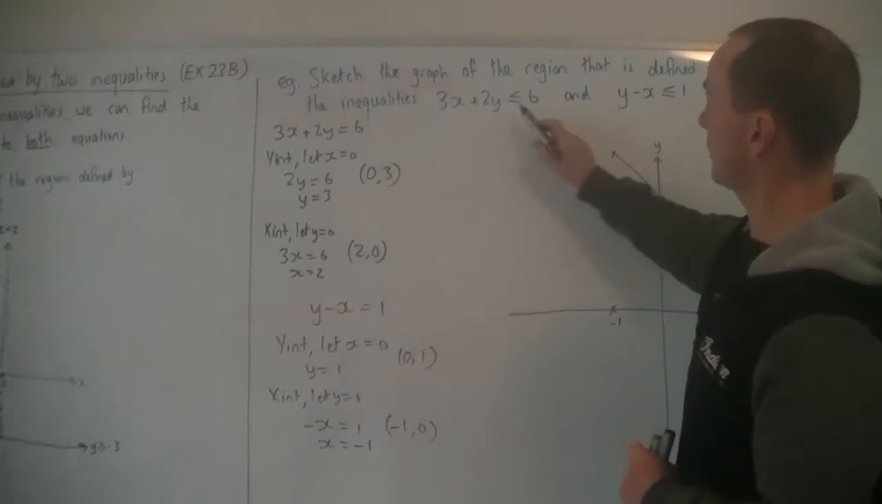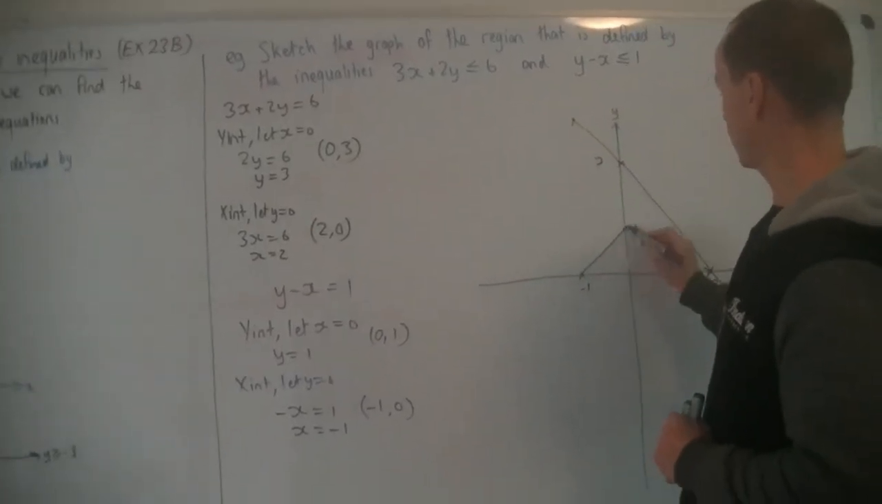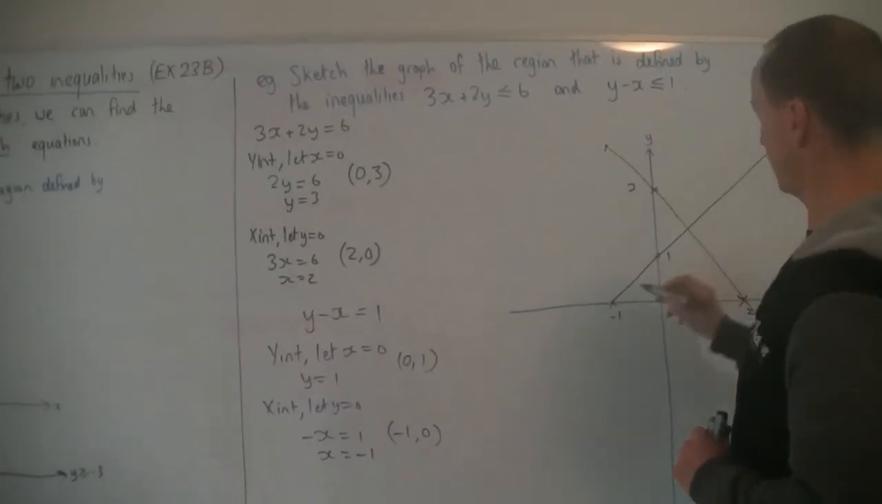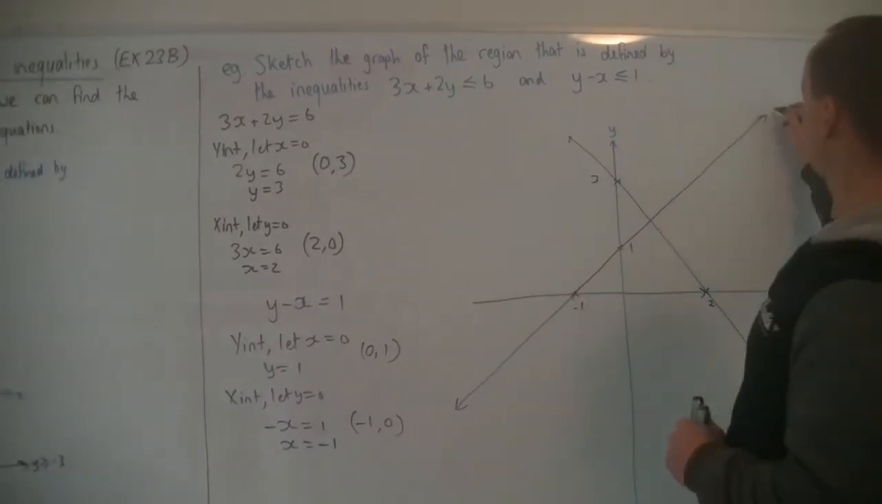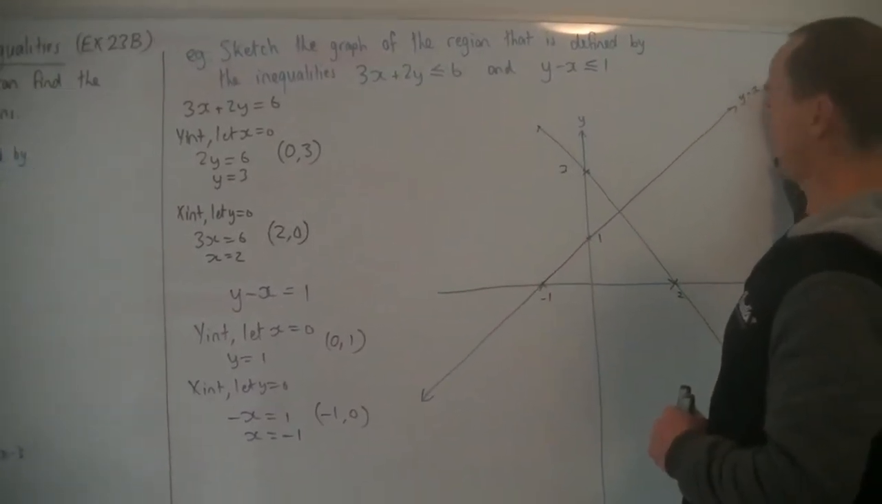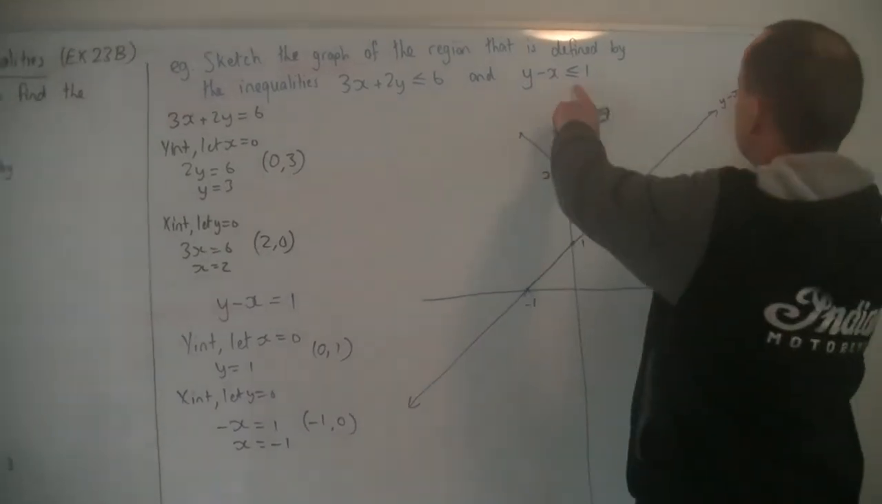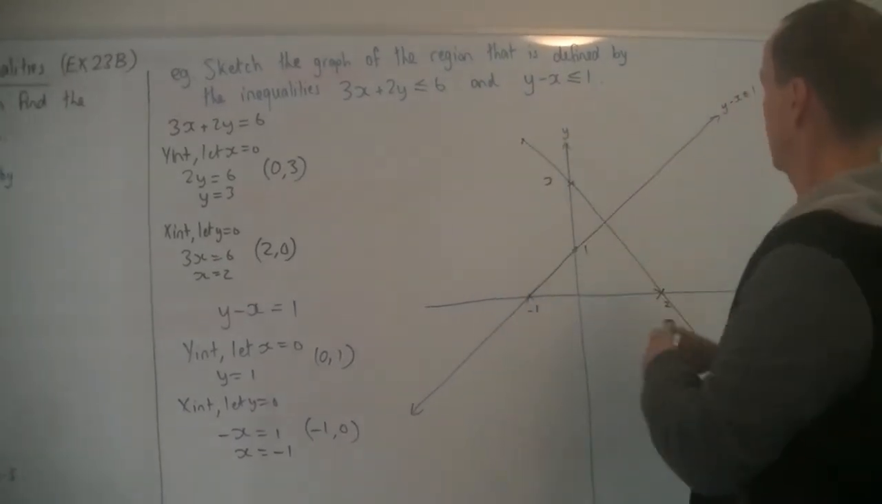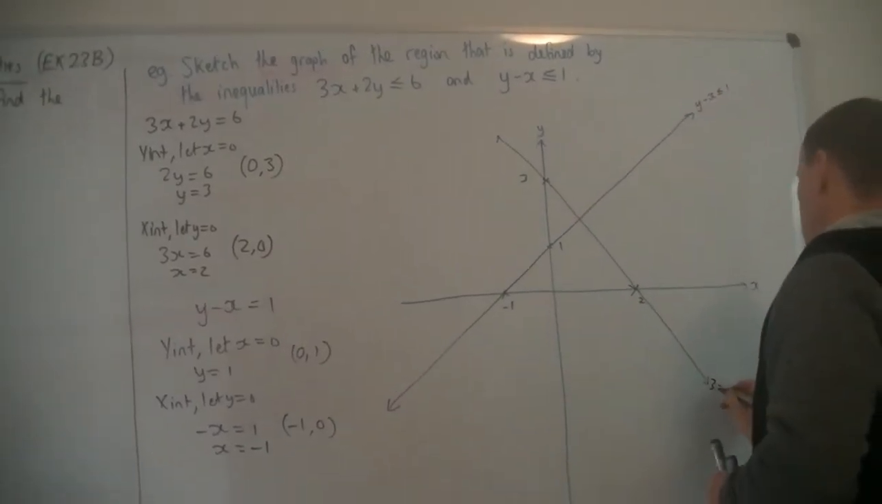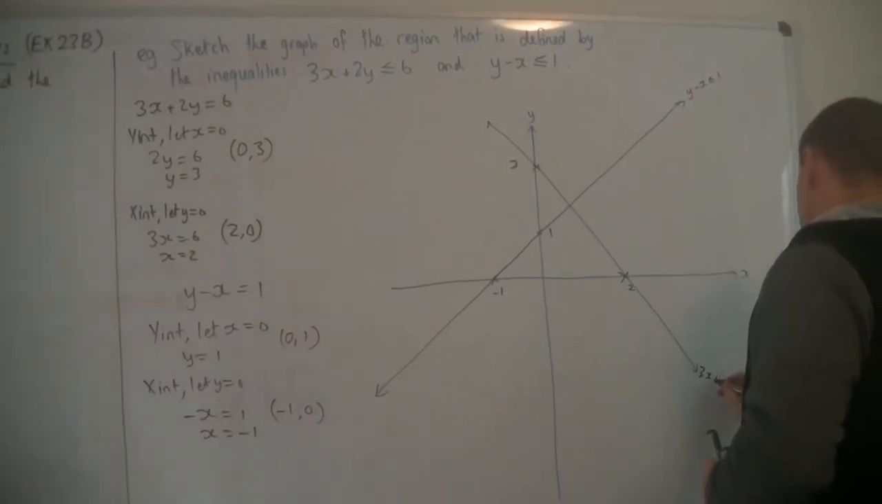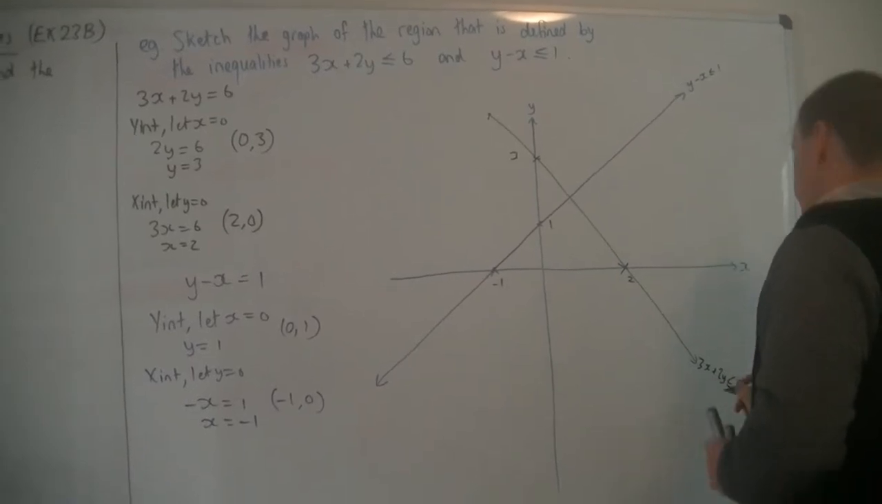Okay, and luckily they're both equal to as well, so they're both solid lines. I forgot to mention that earlier. So there's my graph. I should label the equations. So y minus x is less than or equal to 1, and the black one is 3x plus 2y is less than or equal to 6.